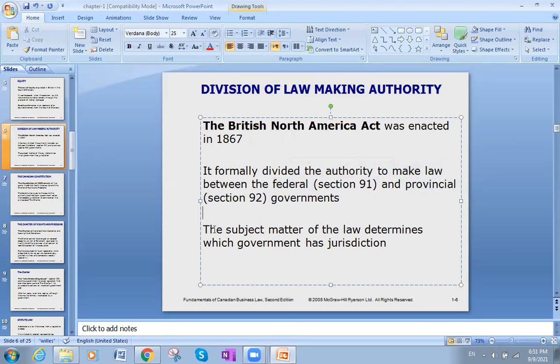Okay. The subject matter of the law determines which government has jurisdiction. So what will happen in case of dispute: all this will be decided and looked at or reviewed by this government, these courts in this province, and so on.